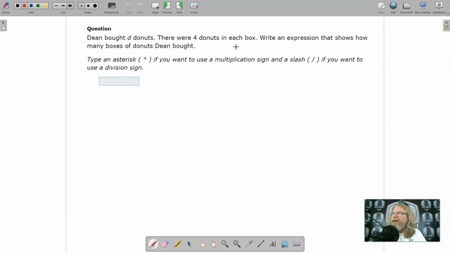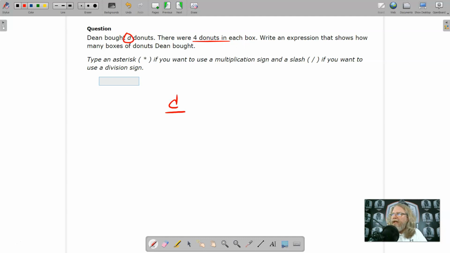Next question, Dean bought D donuts. There were 4 donuts in each box. Write an expression that shows how many boxes of donuts Dean bought. Again, it sounds like a division problem. We're breaking things into equal groups, right? 4 donuts in each box lets us know that each box has the same number of donuts in it. The total number of donuts that he purchased was D.